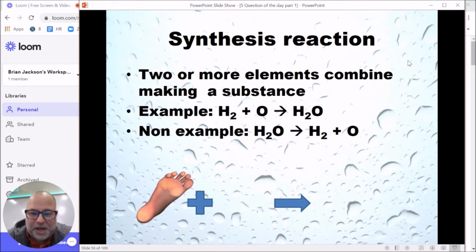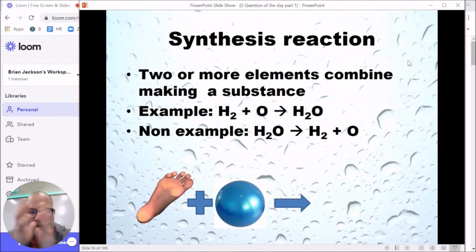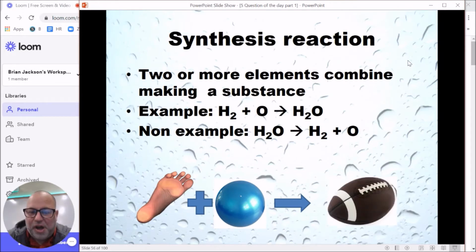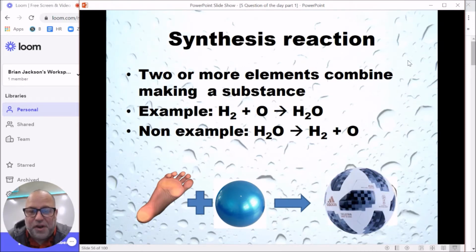So in our case right here, we've got a foot, as our kind of fun example. I've got a ball over here. What do you think it's going to synthesize? When you put those pieces together, well, it's going to make a football, right? Of course it's a football. Well, okay, that's not really a football, right? For some people here in America, it's football, but for the rest of the world, this is a football, proper football. But anyway, you get the idea. You have a couple things, they're coming together and they're making something.